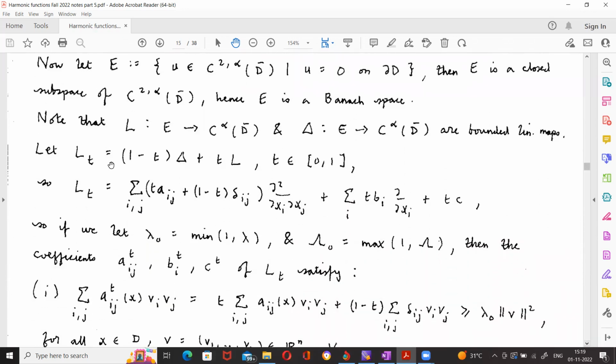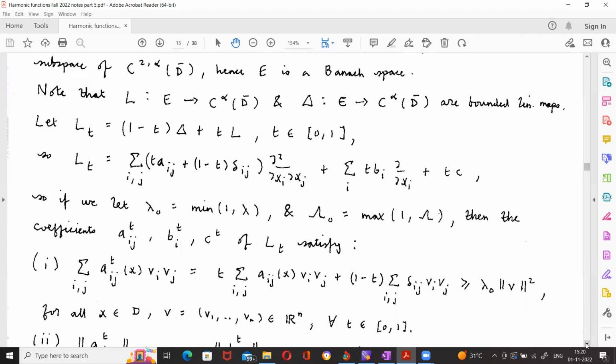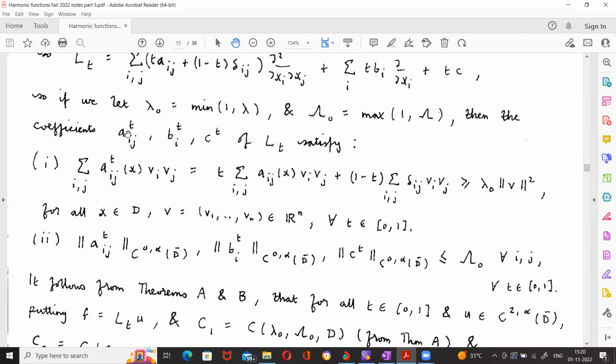So you let Lt be 1 minus t times delta plus t times L. So for Lt, what are the second order coefficients? They are t Aij plus 1 minus t delta ij, right? And then the first order coefficients are t Bi and the zeroth order coefficient is t C. Okay. So if we let lambda naught be the minimum of 1 and lambda, and capital lambda naught be the maximum of 1 and capital lambda, then what do the coefficients of Lt satisfy?